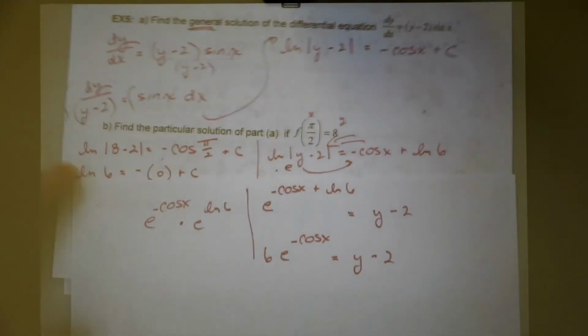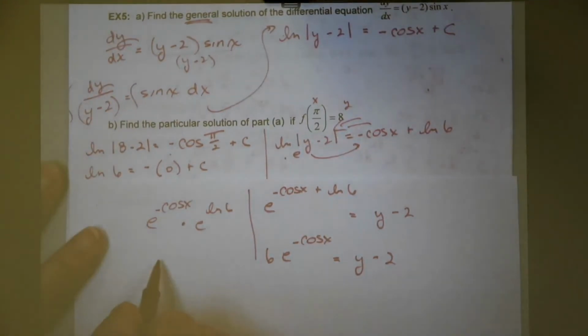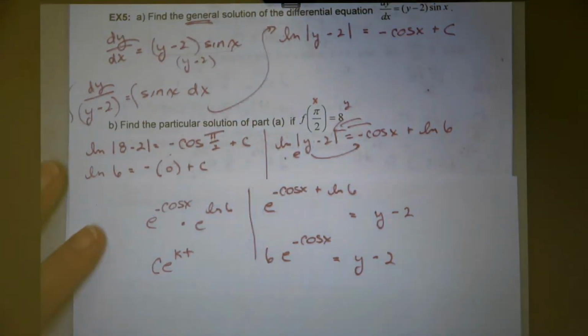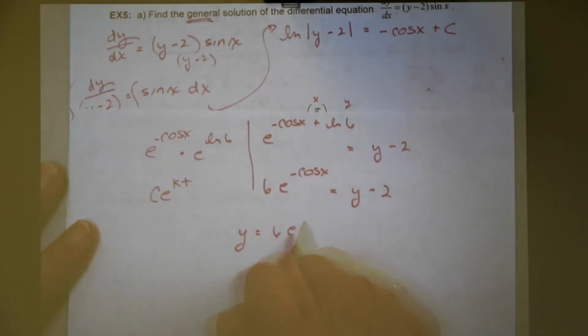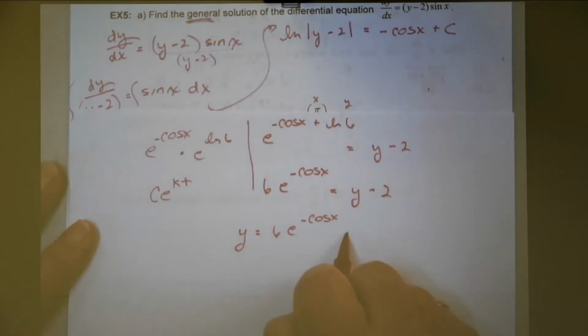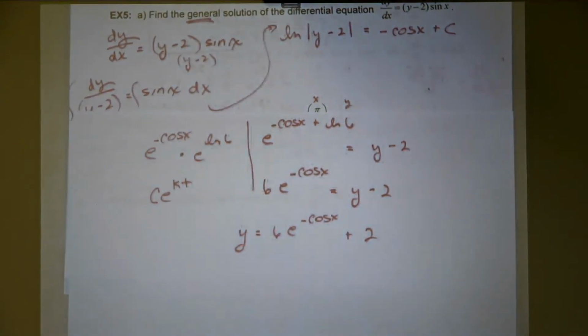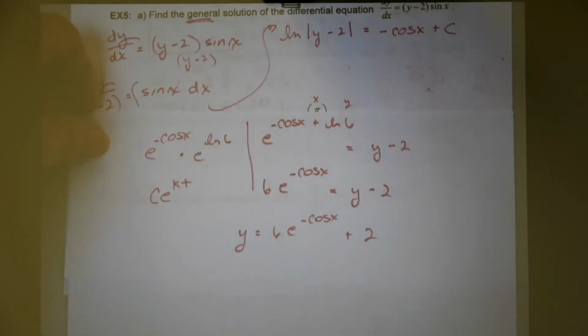And again, that goes into ce to the kt. We're going to be seeing that in our growth functions and our decay functions. And once you get your mind wrapped around that, it's really not that difficult. All right, I'm going to add 2 to both sides, and I'm going to get y equals 6e to the negative cosine x plus 2. And that's our particular equation from example 5, which, of course, we'll use to solve other equations later.